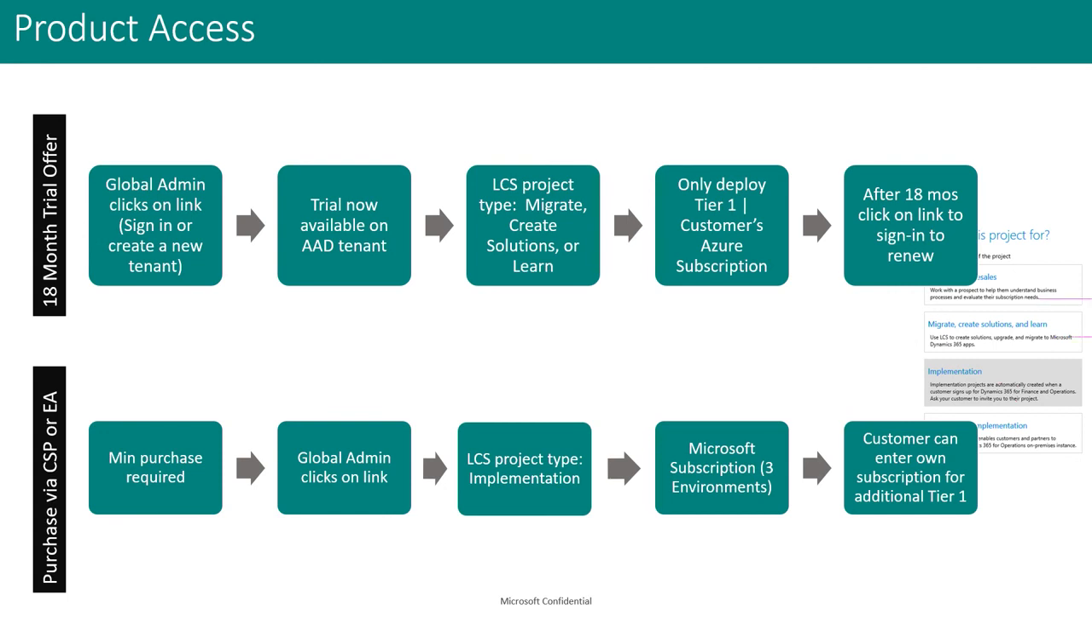Now, if you're a customer and you've purchased the licenses or a subscription to finance and operations, you purchase it either through the CSP portal or via an enterprise agreement. Depending on how you purchase, depends on what kind of LCS project you can create. An implementation project is only available for you if you have purchased the subscription. If you have not purchased a subscription, that is when you'll want to have the 18-month trial offer, and that's when you can create a project of migrate, create solutions, and learn. So all of these have some different functionality behind them as well.